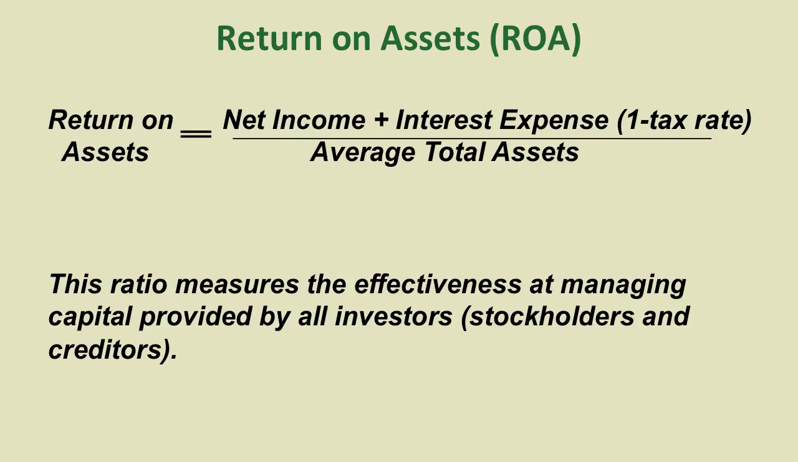Average means last year plus this year divided by 2. So this ratio measures the total effectiveness at managing capital provided by all the investors, including stockholders and creditors. Since this ratio measures the total return this company can generate for every $1 of their average total assets, we want this ratio to be as high as possible.